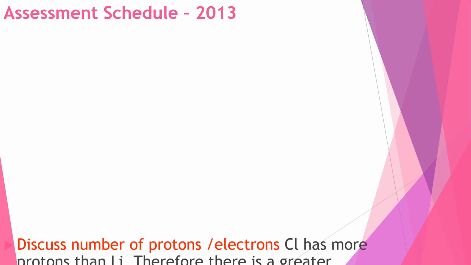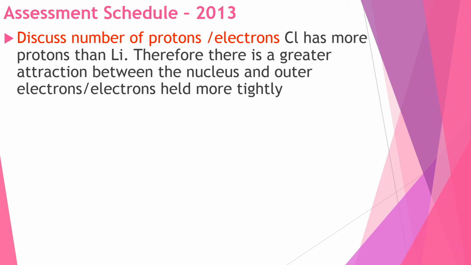So let's have a look. I'm trying to keep the same three-step idea to frame your answer. The first one is, I want you to discuss the numbers of protons and electrons. You can't really discuss the arrangement here. Chlorine has more protons than lithium. So we said 17 protons for chlorine, 3 for lithium. As a result, there's a greater attraction between the nucleus and the outer electrons, which means they are now held more tightly.